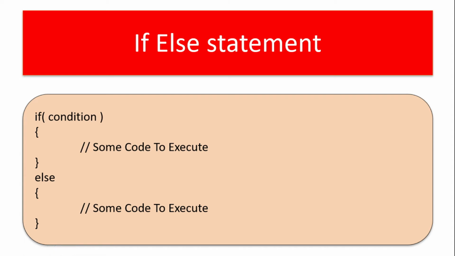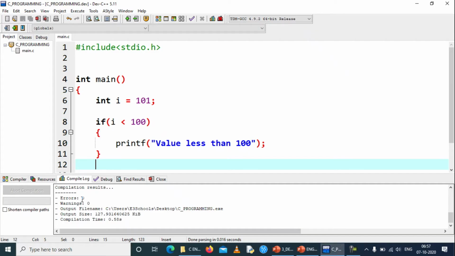The second one, the if else statement. It is an improved form of the if statement. The if statement will check for a condition, and in case it is true, that code will be executed, and if it is false, it will do nothing. But in the case of the if else statement, it will check for a condition, and in case that condition is true, the code inside the if block will be executed. In case the condition is false, this will be skipped and the else part will be executed. So if the condition is true, the if block is executed. If the condition is false, the else block is executed. Simple. We will have an example for this also.